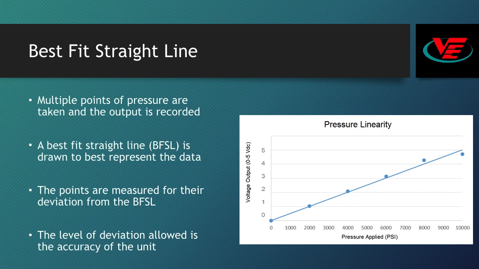As we discussed in the terms, the accuracy of a sensor is measured using the best fit straight line method. But what does that mean?